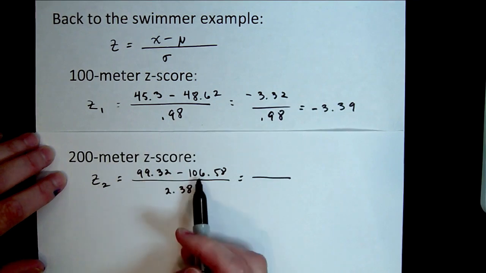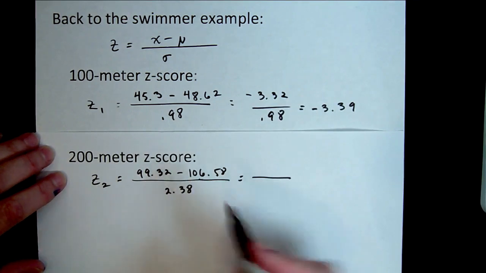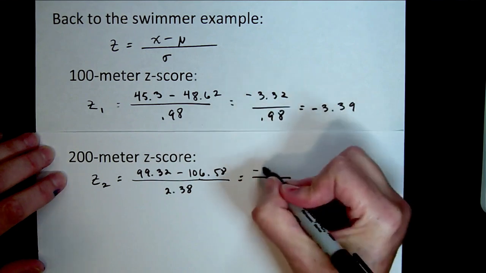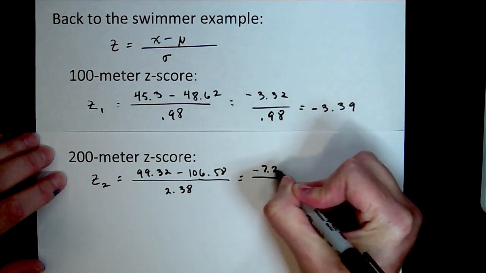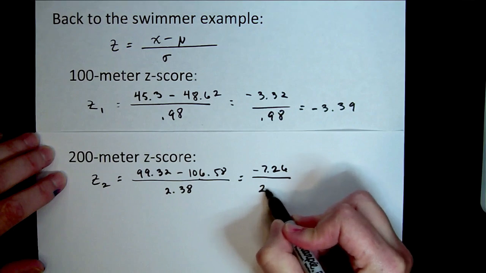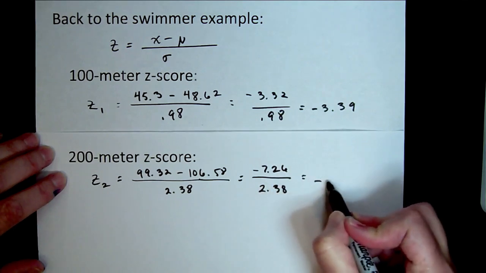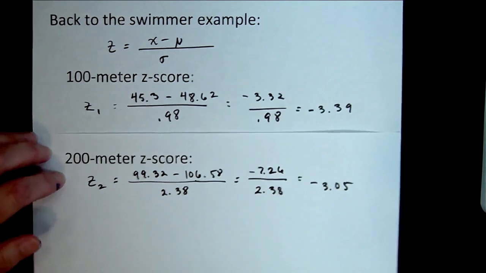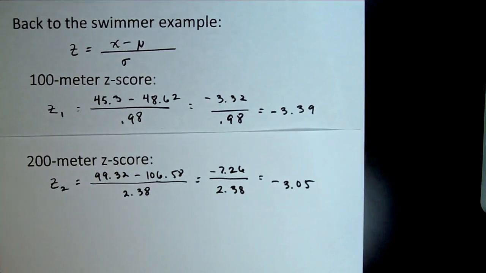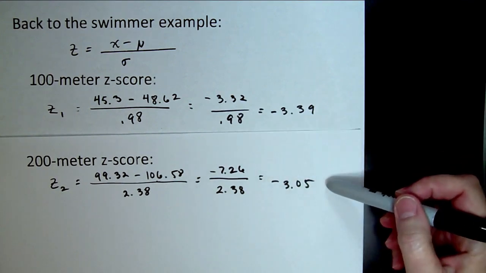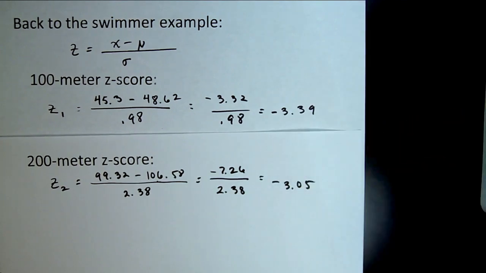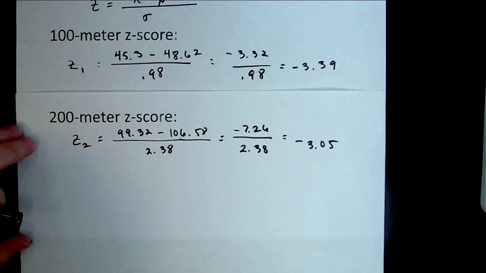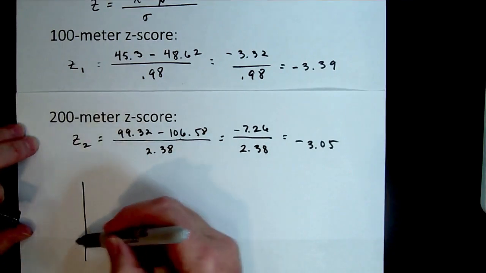His best time is smaller than the average best time, and if it takes you less time, you're going to win, right? So negative 7.26 divided by 2.38, so we get about minus 0.305. So in the 200-meter race, he's better than average, right? His time is smaller than average, but for the 200-meter race, it's not better by as many standard deviations as this one.